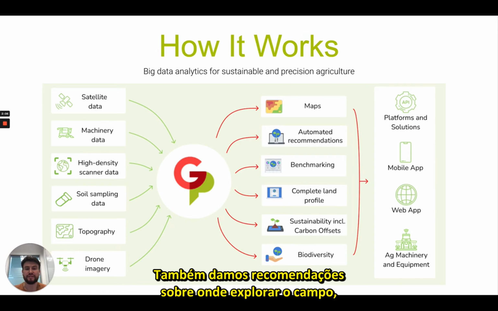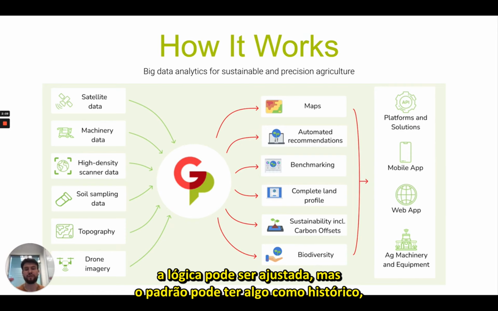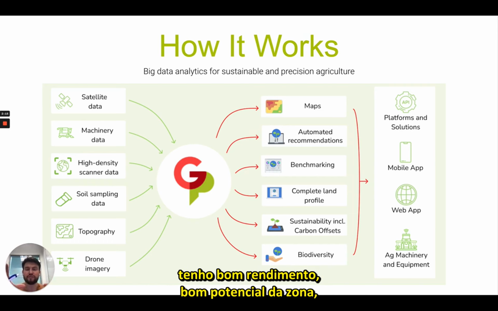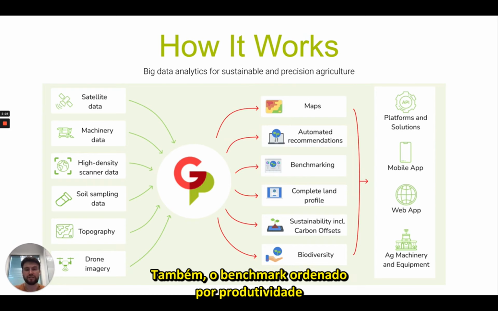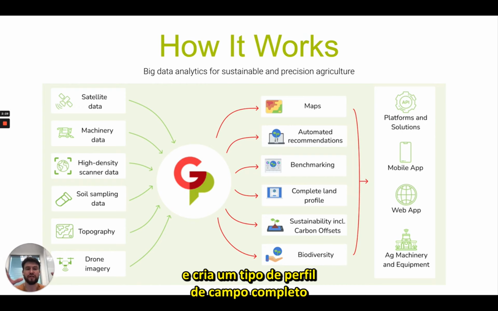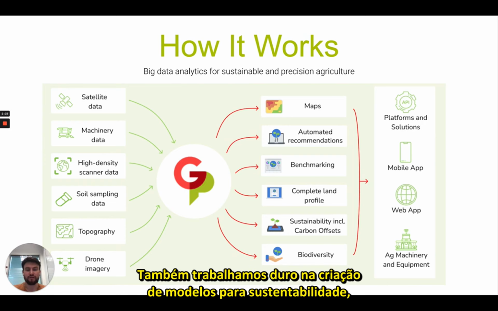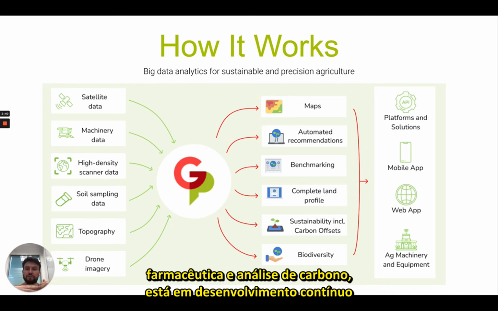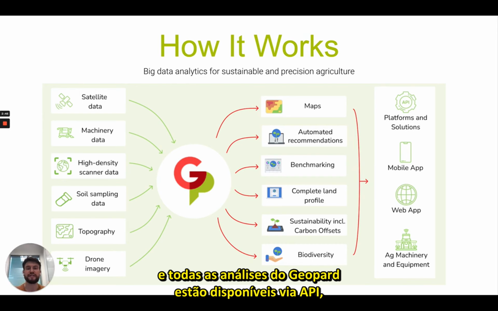Also, we give recommendations about where to scout your fields, and logic could be adjusted, but default logic could be something like: historically I have good yield, good field potential in this zone, but this year for some reason I have issues, and this is an immediate trigger to create a scouting task for your worker. Also, we benchmark fields, sort them by heterogeneity, by productivity, and create some kind of complete field profile or digital twin of any field in the world. Also, we're working hard on creation of models for sustainability, regenerative farming, carbon analytics. That's ongoing development.